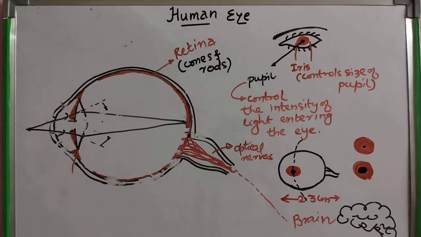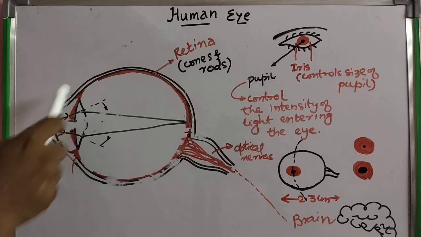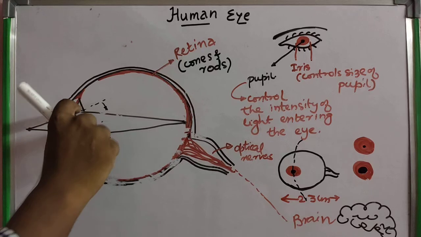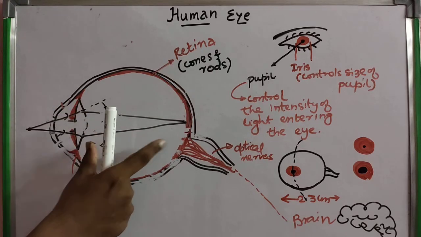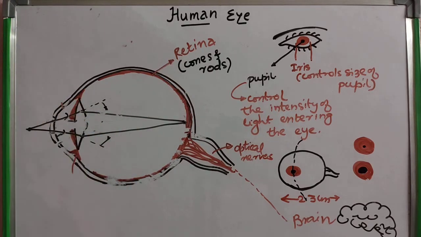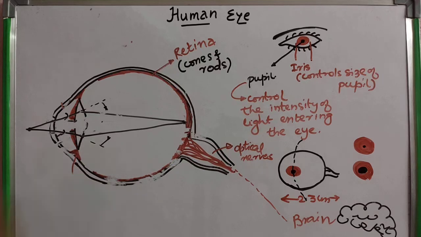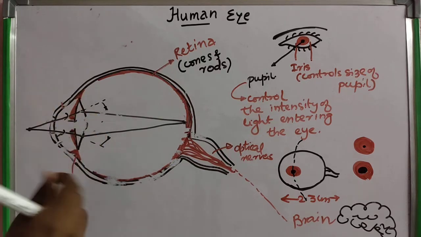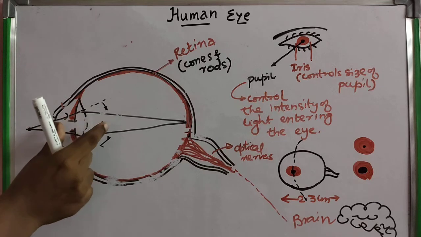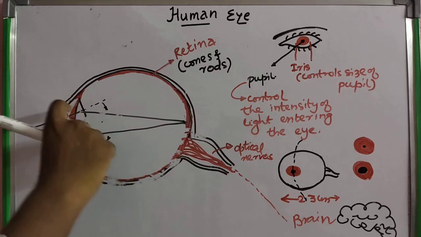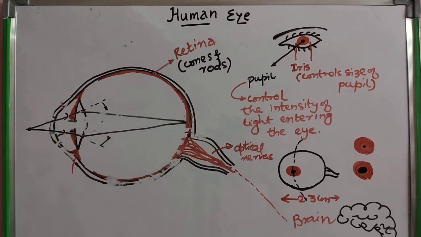When you are seeing a distant object, the ciliary muscles are relaxed, and the focal length increases. That means the curvature decreases. When you are focusing on a closer, nearby object, what would happen? The ciliary muscles contract. Because of that, the thickness of the eye lens increases. Because the thickness increases, the focal length decreases, and the image will again be formed on the retina.